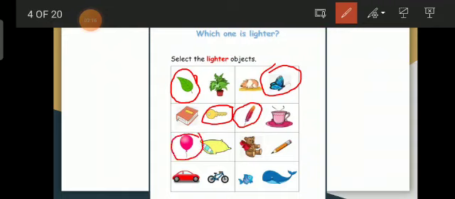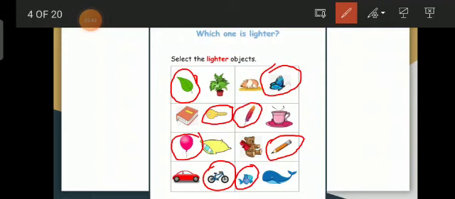Teddy bear or a pencil? The lighter one? Pencil. Bicycle or a car? Yes, bicycle is the lighter one. Fish or a dolphin? Yes, the fish is small and the fish is lighter than the dolphin.